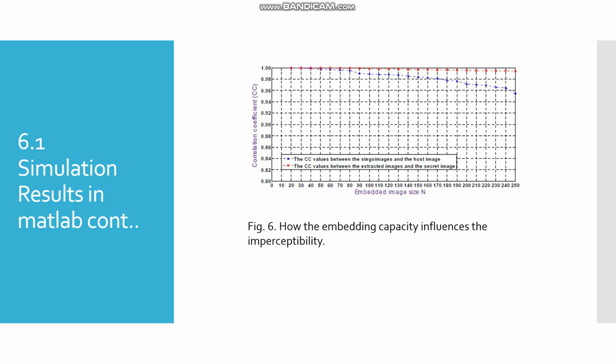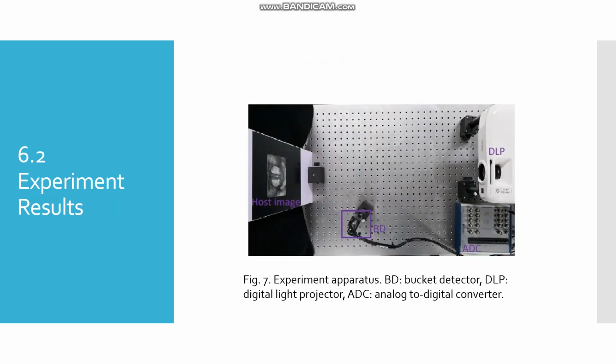What happens basically is that it is a graph between CC and the image size. The CC value between the stego image and host image is represented by the blue line, and the CC value between the extracted image and the secret image is represented by the red line. As the size of the image increases, we can determine the change in the CC values. So this is the real life project implementation of our result analysis.